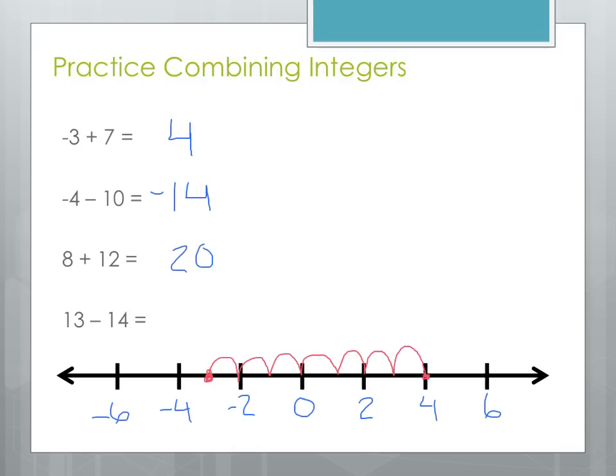Okay. Last example, 13 minus 14. Here the signs are different. Remember, 13 is implied to be positive, so we have a positive and a negative. We're going to subtract these two numbers. 14 minus 13 is 1. And we keep the sign of the bigger number. Negative 14 was bigger, so it's going to be a negative 1.